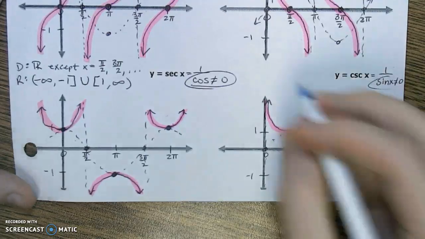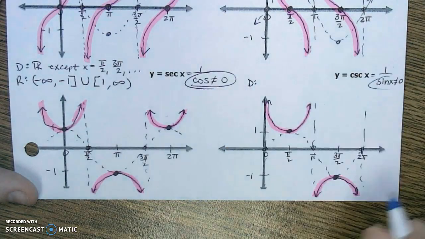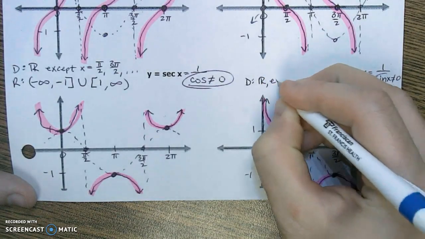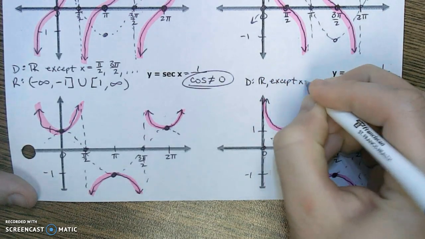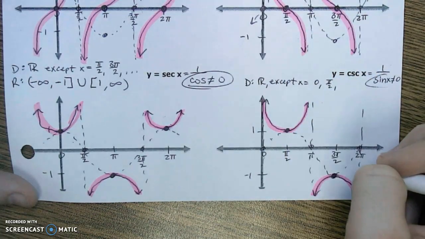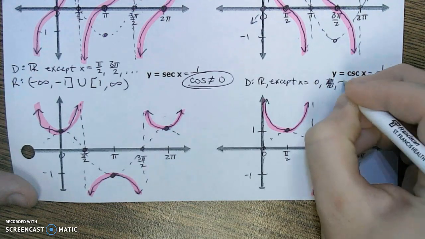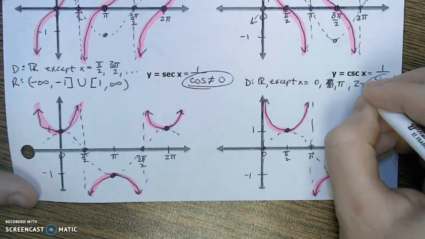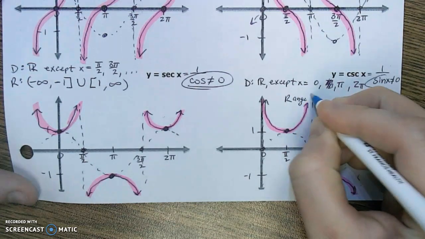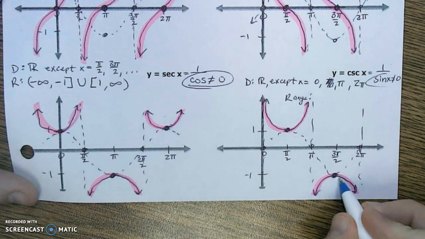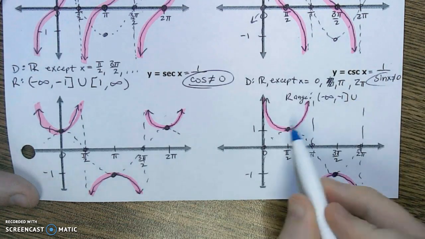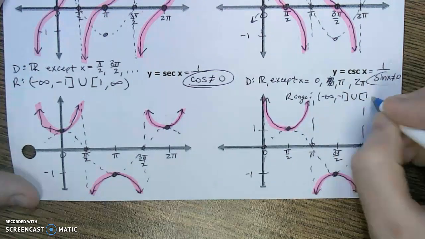Cosecant, I've got domain is weird again, all real numbers, except when x is 0, pi, and 2 pi, where your asymptotes are. And then your range is negative infinity to negative 1, bracket on the negative 1, and then 1 to infinity, bracket on the 1.